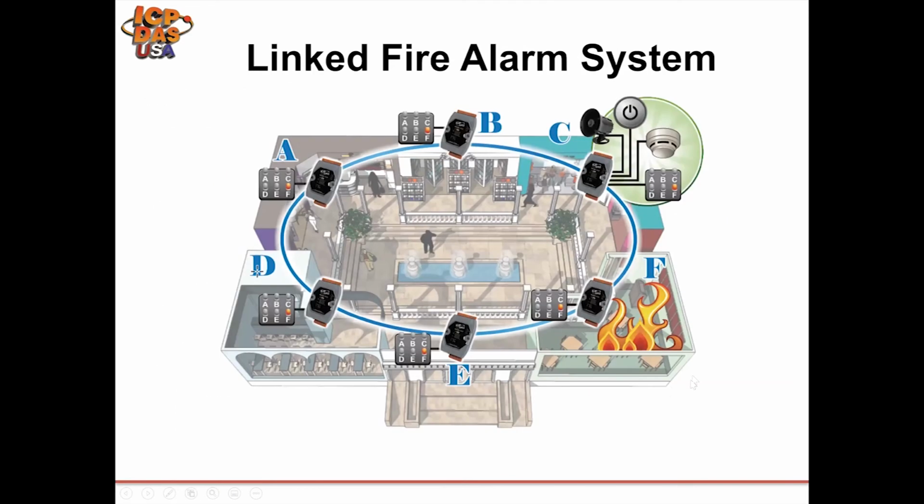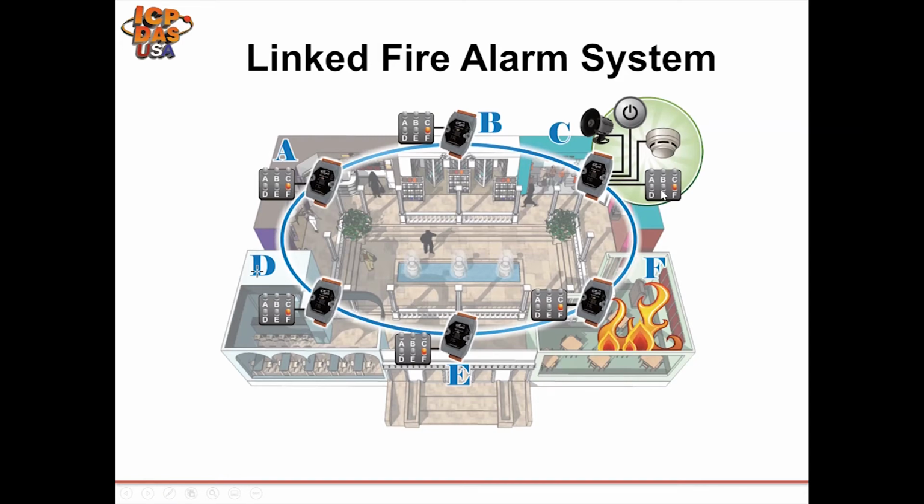So let's look at the linked fire alarm system. In this example, there's a linked fire alarm system in a building. It's divided into 6 zones. Each zone has a WISE 7152 module connected to temperature, smoke sensors, and other fire detection devices. The DO channels of each WISE 7152 will be connected to the 6 warning lights shown on the diagram. There's 1 warning light per zone.